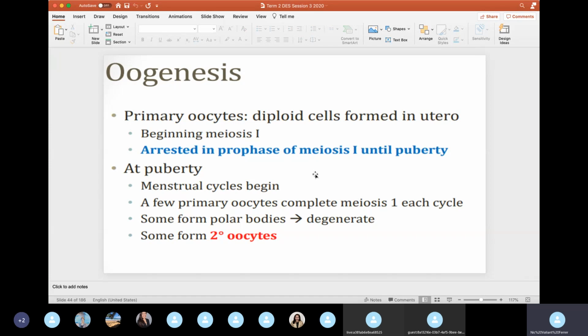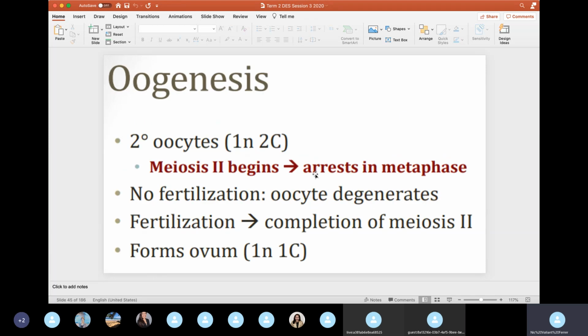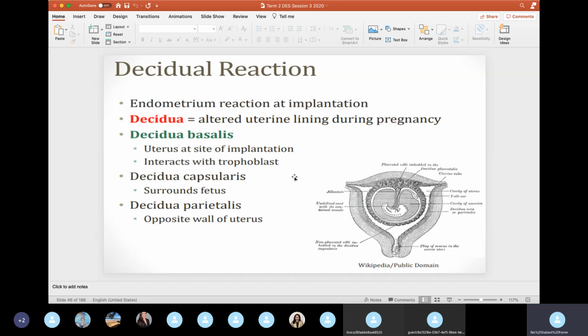Menstrual cycles begin. A few primary oocytes complete meiosis 1 each cycle, and they form secondary oocytes. The secondary oocytes, however, are arrested in what phase? Metaphase of meiosis 2. High yield. Primary oocyte is arrested in what? Prophase of meiosis 1. The secondary oocyte is arrested in what? Metaphase of meiosis 2. What happens if there's no fertilization? The oocyte degenerates. But if there is fertilization, you have a completion of your meiosis 2, and then you form the ovum.